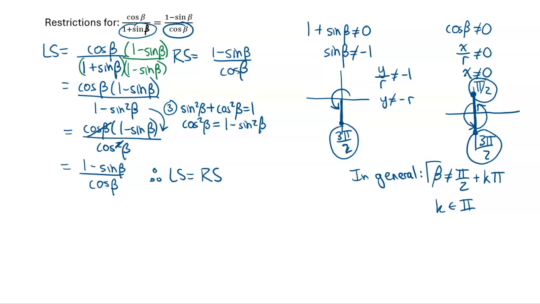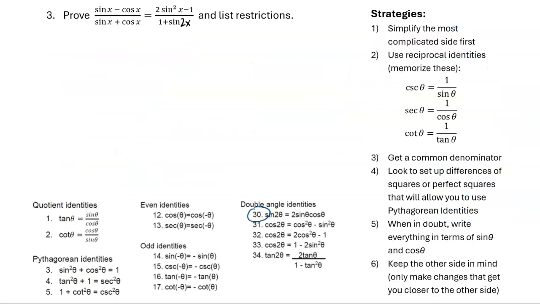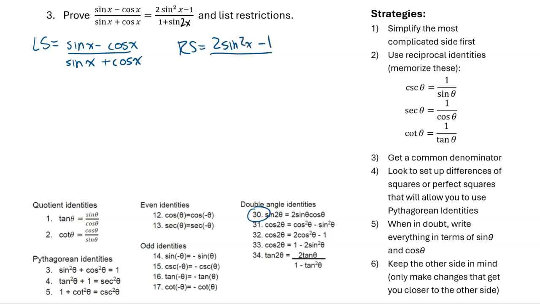And so there is our restriction on that trig identity. Those are the angles when that identity does not work. But for any other angle, that identity works. So on to example 3. The left side is sine x minus cos x over sine x plus cos x. And the right side is 2 sine squared x minus 1 all over 1 plus sine of 2x.